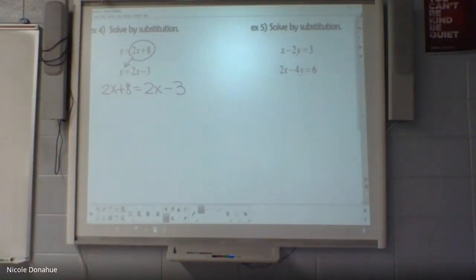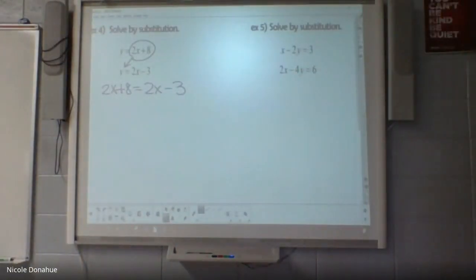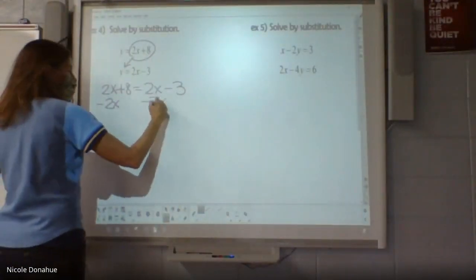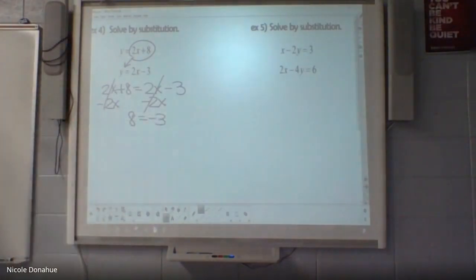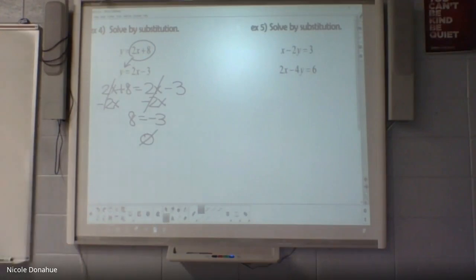Now this also is kind of weird in this case. What happens? They cancel each other out. There's 2 x's on each side. So I get 8 equals negative 3. So what's true of that kind of solution? What do we say about that? Does 8 equal negative 3? No. So we say it's no solution. The 0 with a line through it is our no solution, our empty set. There's no answer that works for that.